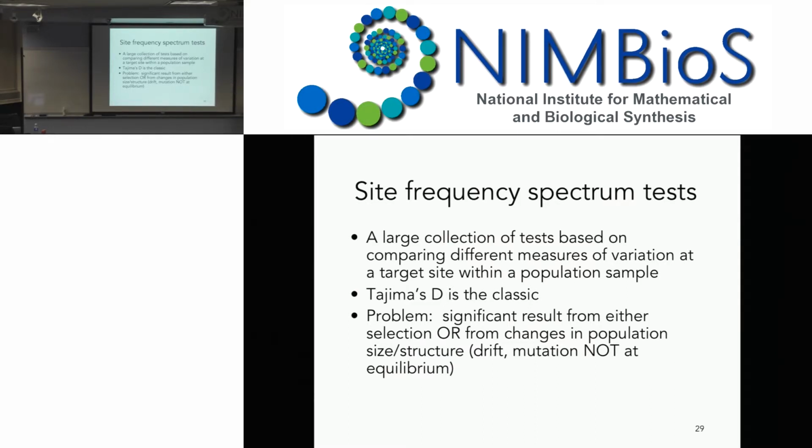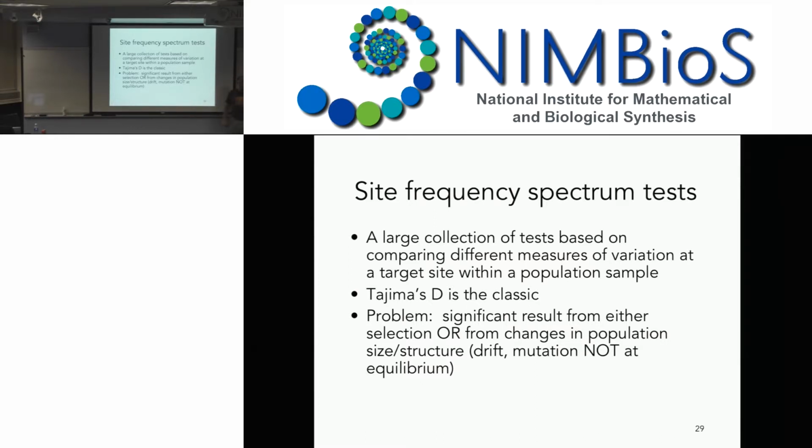A second approach is site frequency spectrum tests. The site frequency spectrum simply says, what's the fraction of sites that have a singleton, 2 copies, 3 copies, 4 copies. You can either do an unfolded spectrum, so it's 1 derived copy, 2 derived copies, or do a folded one, where the minor allele frequency has 1 copy, the minor allele frequency has 2 copies.